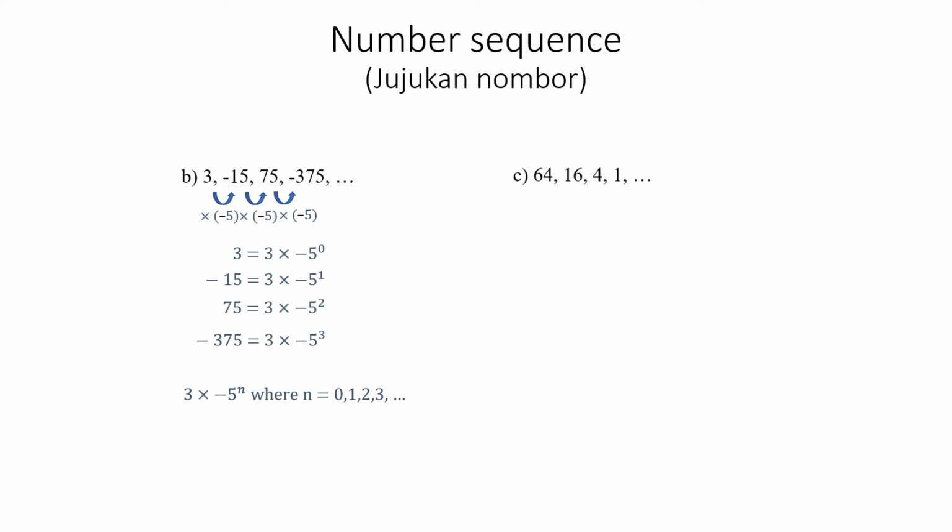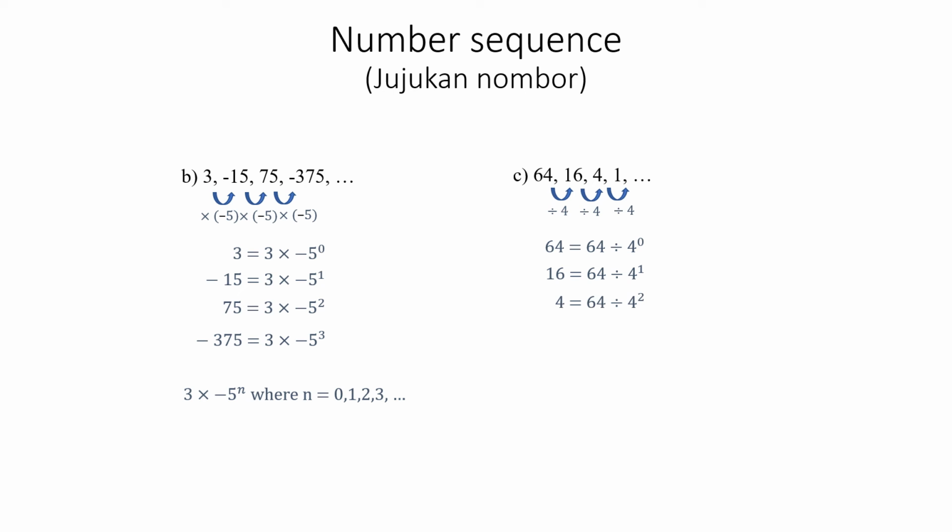For question C, you can see that the number is decreasing in a certain ratio. So this pattern is actually divide by 4. So 64 is equal to 64 divided by 4 to the power of 0, which is 1. And 16 is 64 divided by 4 one time, to the power of 1.